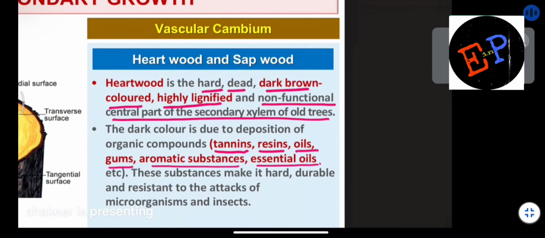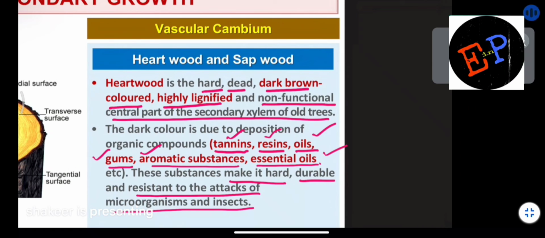Okay ma? So what is the reason for this dark color ma? Cells are not dark in color, but in this dark region you will find a deposition of many substances. What are the substances which are deposited? Tannins, resins, oils, gums, aromatic substances and essential oils. These are present. These substances make it hard, durable and resistant to the attacks of microorganisms and insects.